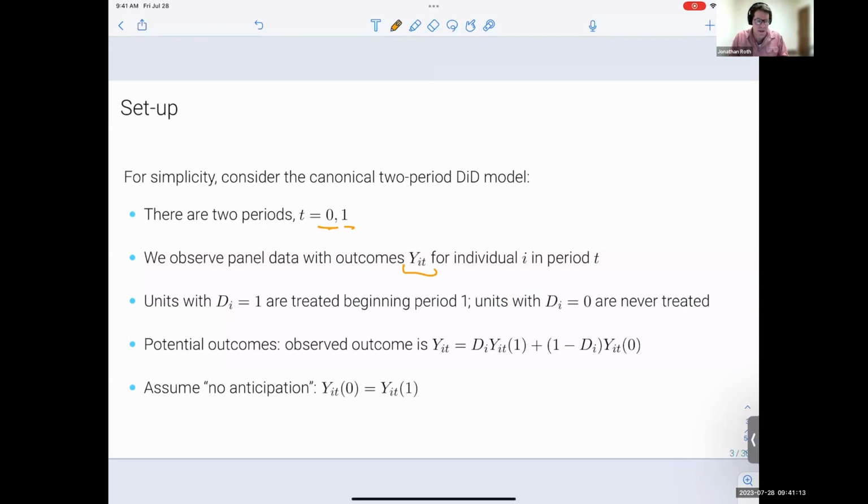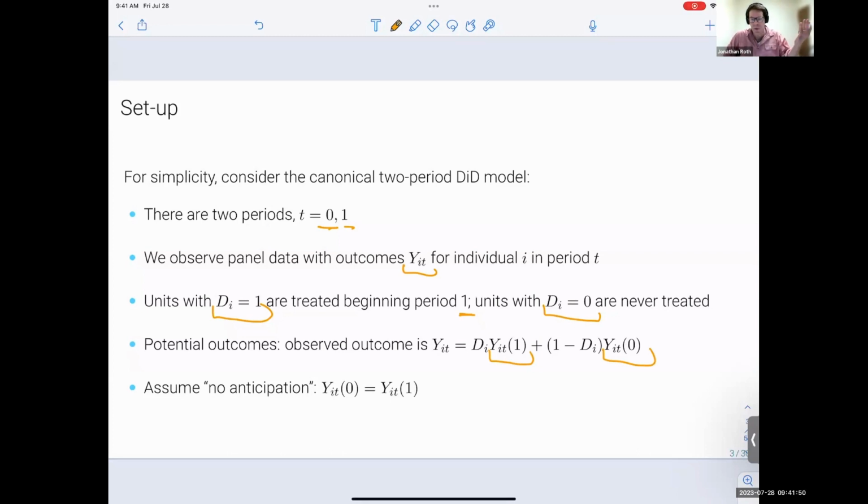And then there are going to be some units that are treated beginning in the second period, that is period 1. We'll call the guys who eventually get treated D equals 1. And the guys who are never treated in both periods, we'll call those guys D equals 0. So D is an indicator for do you get treated in period 1. And then we'll have the usual potential outcomes notation. Y_it(1) is going to be your potential outcome if you eventually get treated. Y_it(0) is your potential outcome if you don't get treated.